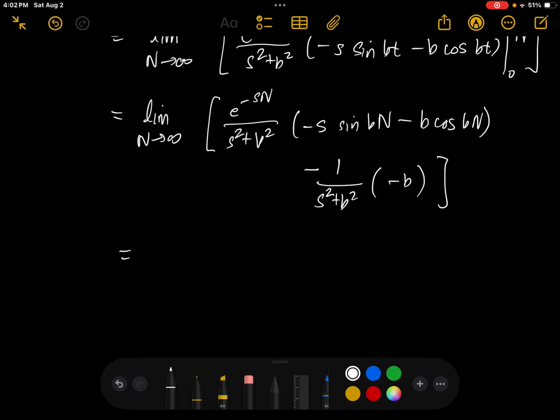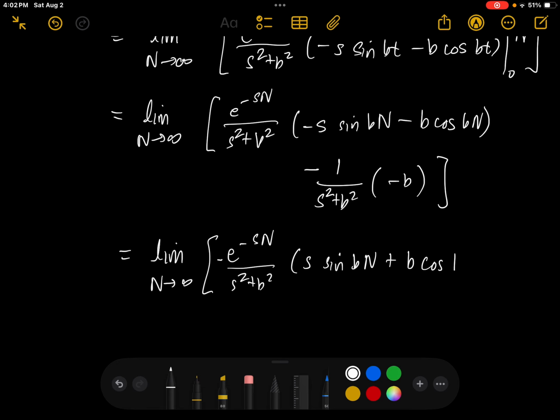So let's just write out what you have neatly. So it's e to the negative sn over s squared plus b squared times negative s, and we can even factor out a negative just to make it a little neater. So let's put a negative here and then pull that out of the parentheses. So you're going to get s sine bn plus b cosine bn.